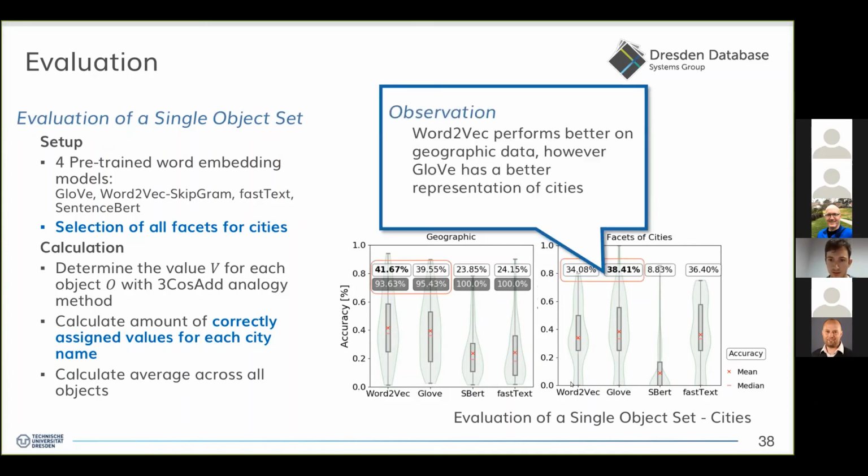And what we can see here in comparison with the geographic evaluation is that word2vec has performed best on the geographic domain in general, but the Globi dataset has performed better on the city terms.